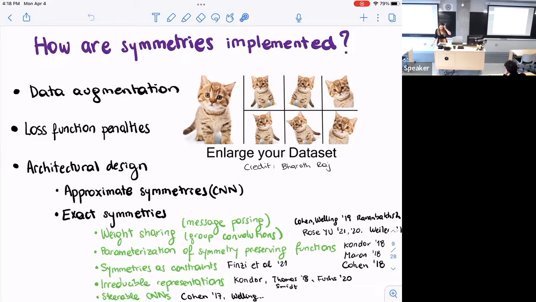But what I'm going to talk about today is how one can restrict the class of functions so that it satisfies the symmetries that we care about. There's a lot of work in this space by people doing different things like group convolutional networks, parametrization of the symmetry preserving functions using irreducible representations, steerable CNNs. There are many things. I'm just going to describe a few of these ideas, and then I'll tell you that for some groups, the parametrization is very simple to do using classical invariant theory.